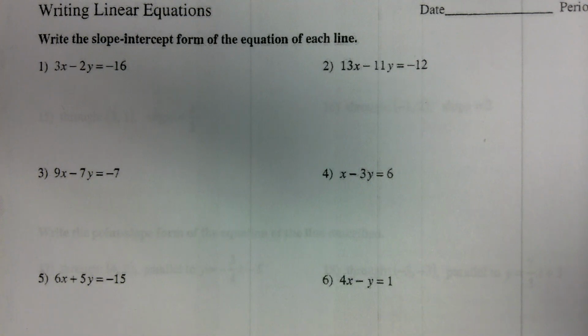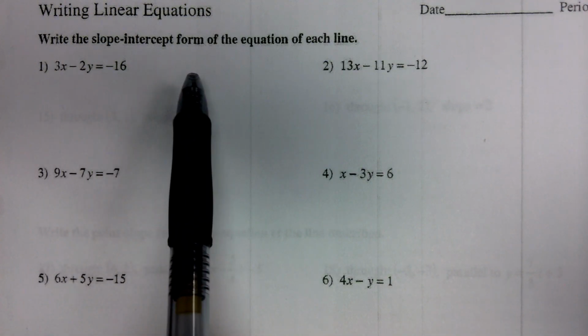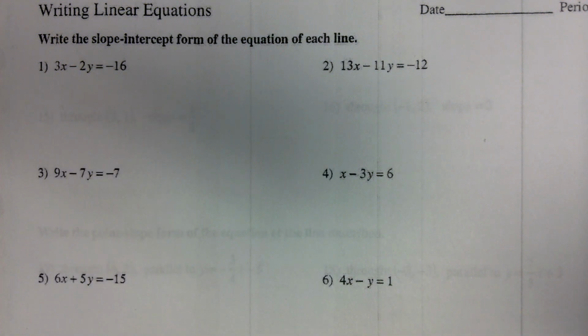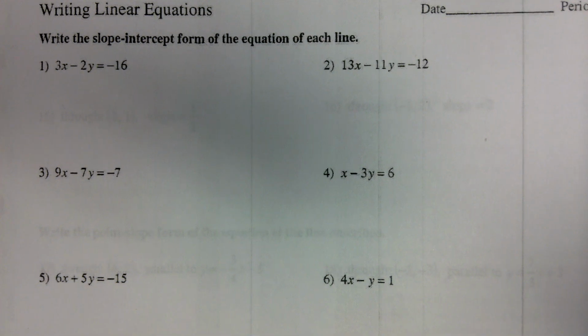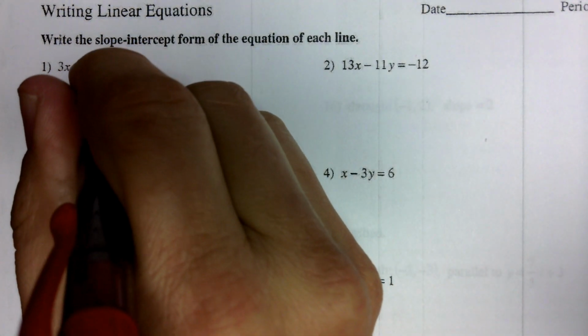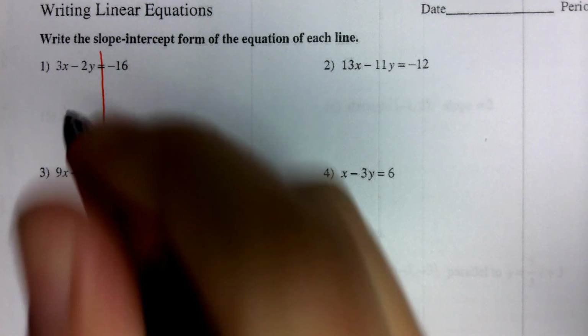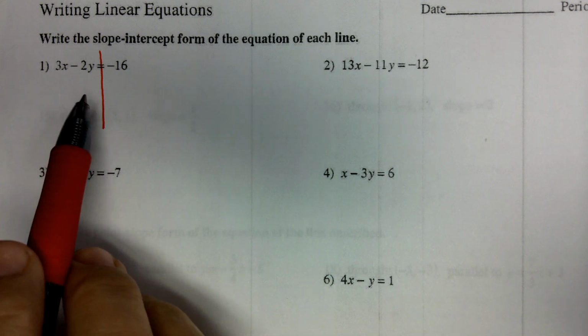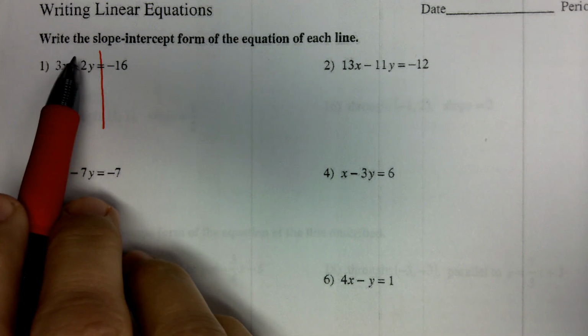Okay, in order to write the slope-intercept form of an equation of a line, when given in standard form, there are a couple of different steps that you're going to do. The first thing I recommend is drawing a line through the equal sign so that we can keep our equation balanced on both sides. Next, your whole goal is to get the y by itself.